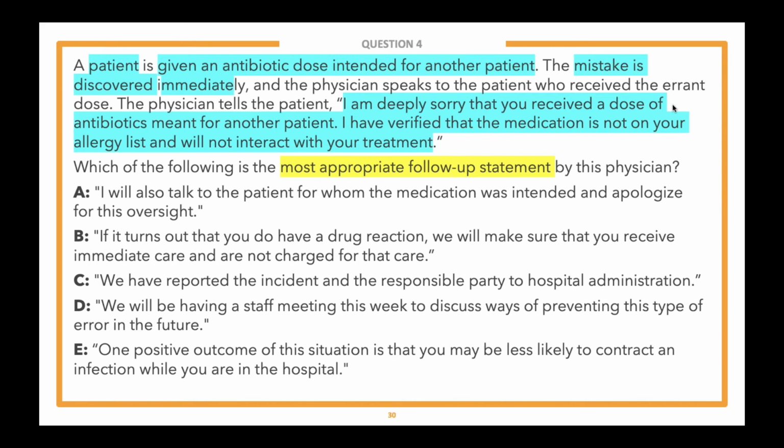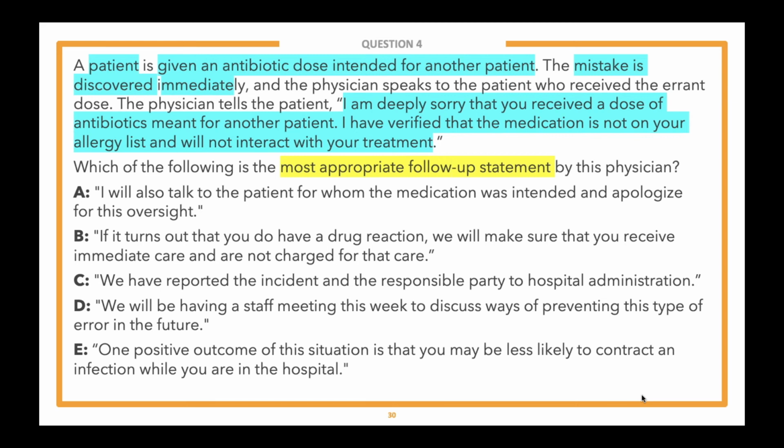One positive outcome of this situation is that you may be less likely to contract an infection while you are in the hospital. D. We will be having a staff meeting this week to discuss ways of preventing this type of error in the future. C. We have reported the incident and the responsible party to hospital administration. B. If it turns out that you do have a drug reaction, we will make sure that you receive immediate care and are not charged for that care. Answer choice A. I will also talk to the patient for whom the medication was intended and apologize for this oversight.